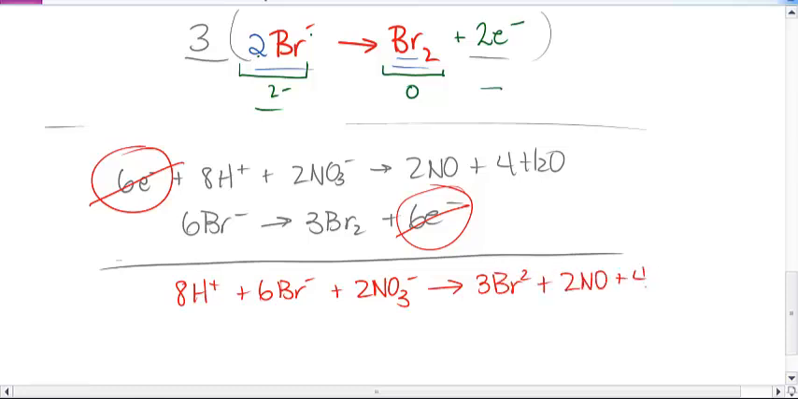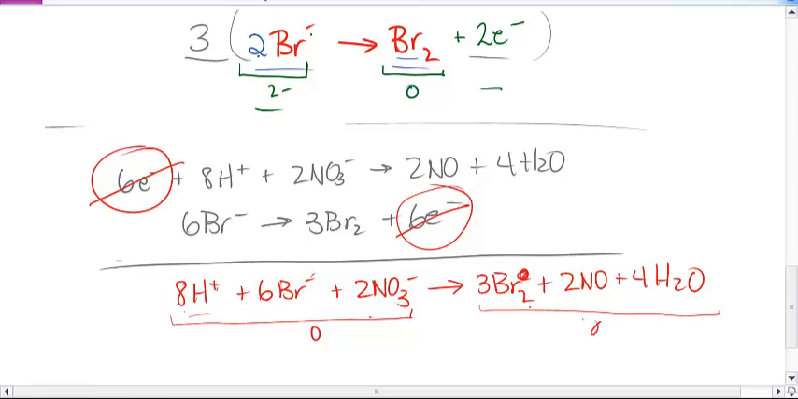Makes no difference. And if all goes well and you know that everything worked out, you should have the same number of hydrogens, bromines, nitrogens, and oxygens, and we do. And your charge should also balance. So the overall charge on this side, 8 positives, 6 negatives, 2 negatives is 0, should balance the overall charge on this side. They're all neutral, it's 0. So there's a couple of checks that you can do to help you ensure that you did it right.